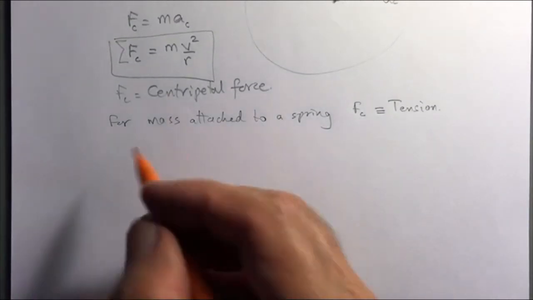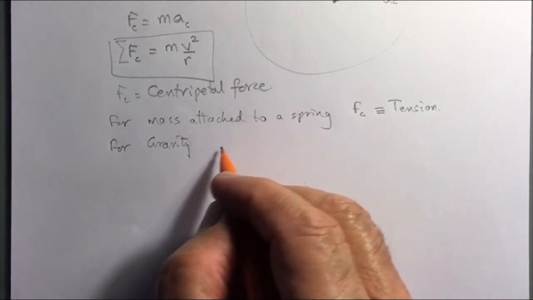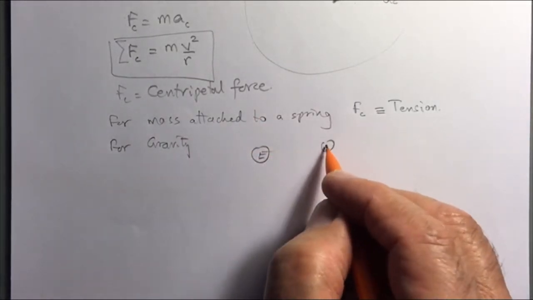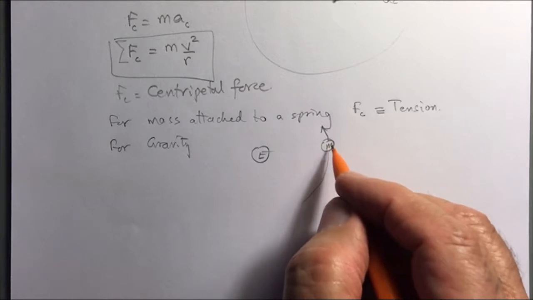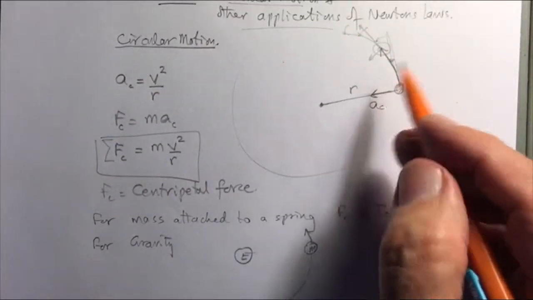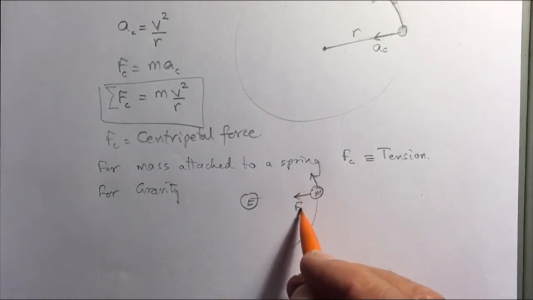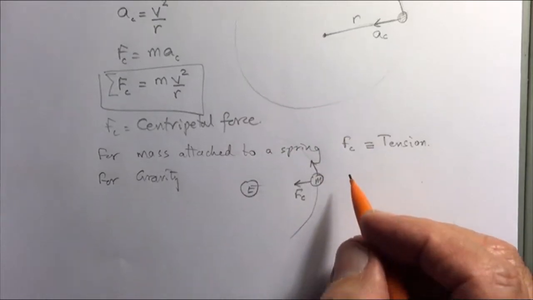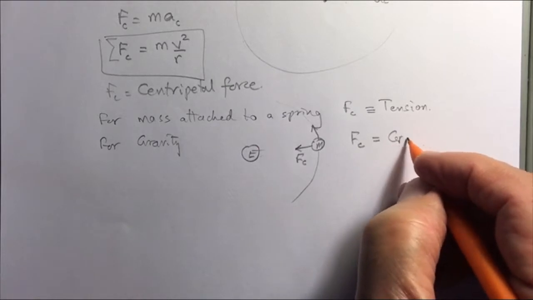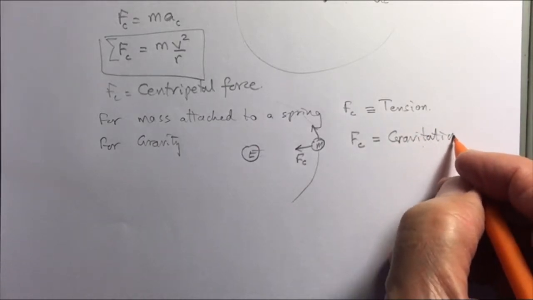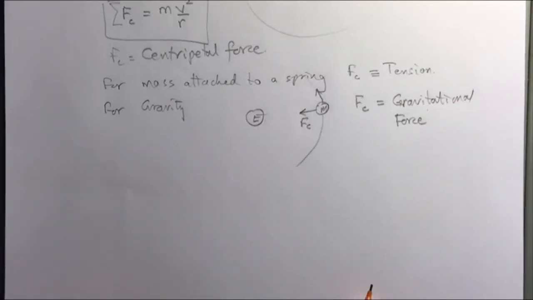Now in the case of, for example, gravity, you have the earth and you have the moon, and the moon is going around the earth in a near circular orbit. So it's somewhat similar to this. Here we have a string, here we don't have a string, but there has to be a centripetal force because it's turning. And so in this case, the centripetal force is the gravitational force. The gravity provides the centripetal force.